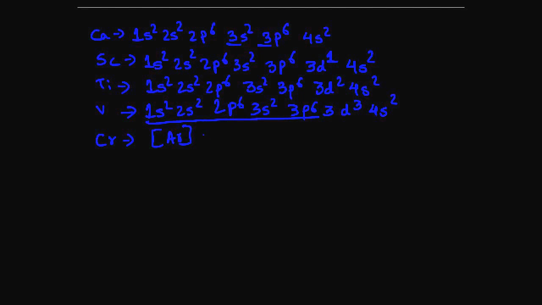And for chromium, we'll see a bit of an anomaly: 3d5 and 4s1. Now we'll be learning about this in detail after I write the entire configuration of the first 30 elements. Now chromium is a bit different. Manganese, now it comes back to the normal pattern, that is 3d5 and 4s2.